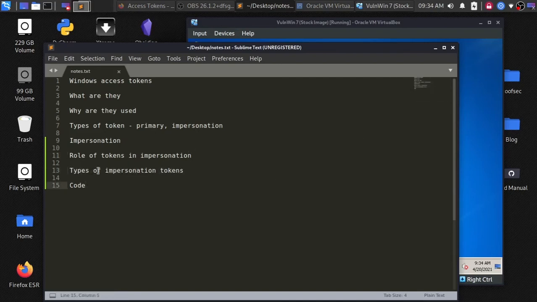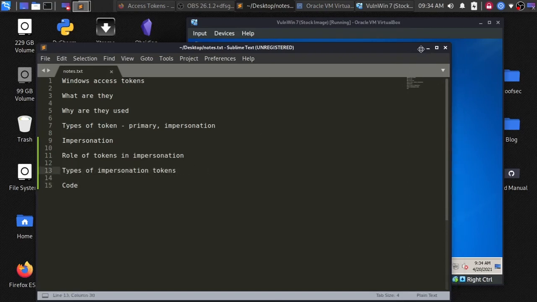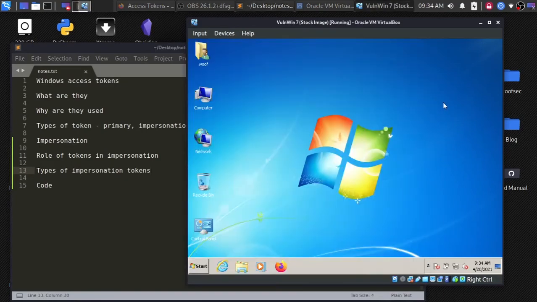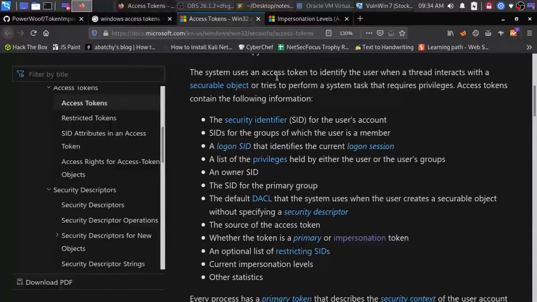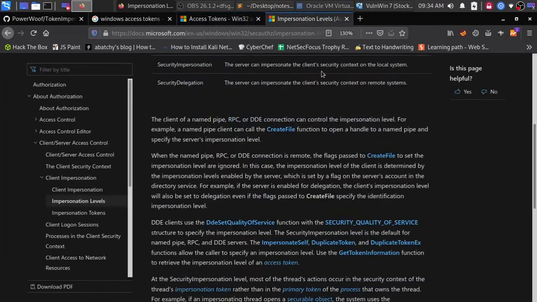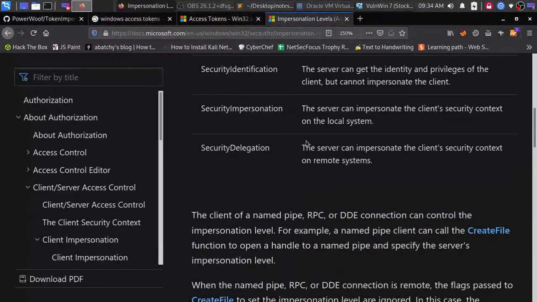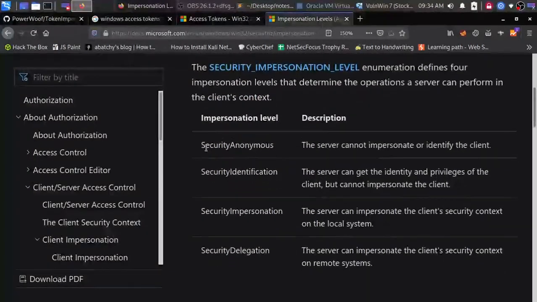And there are 4 kinds of impersonation tokens that are used by Windows. The first one is security identification. Let me show you guys. Where is it? I kept it. Yeah, here. Let me zoom in. There are 4 types of impersonation. The first one is security anonymous, and as it says, if you use this kind of impersonation level, then you cannot identify who the current user is, who is using your service or your program.